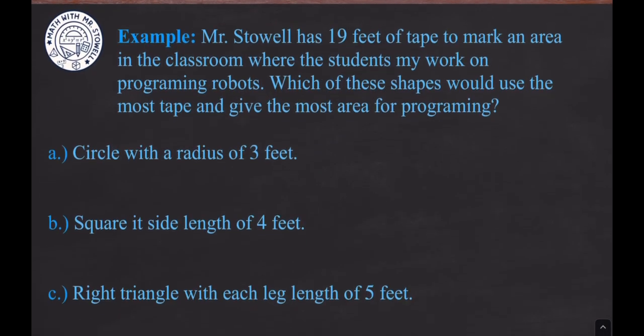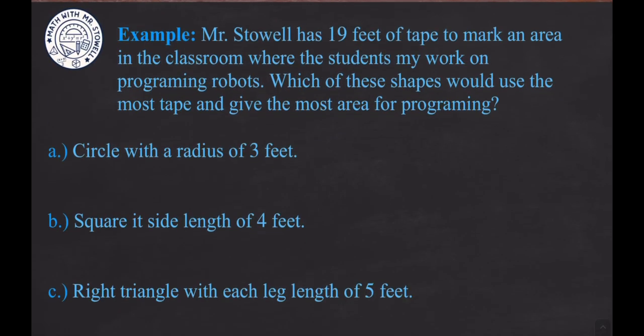So with this example, we have a circle with radius 3. So circle, and we have radius 3. We are looking for which one gives the most area and uses the most tape. So in other words, we are looking for the perimeter or circumference of the object, and also how much space is inside. So this one, we have perimeter, which is going to be the circumference.